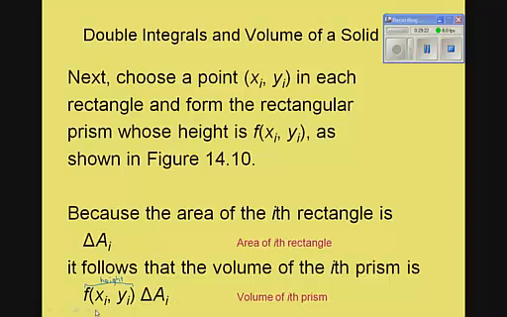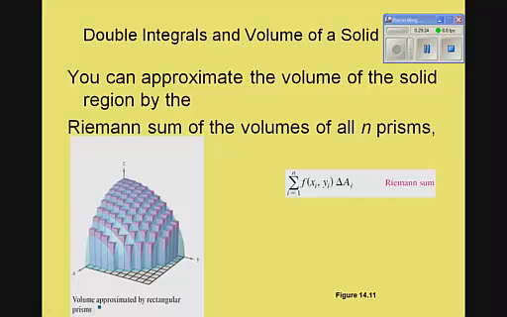Okay, and moving on, we get, you can approximate the volume of the solid by the Riemann sum of the volumes of all n prisms. So the idea of the Riemann sum is that, yes, you take the limit as the norm goes to 0. Is that how your book writes it?